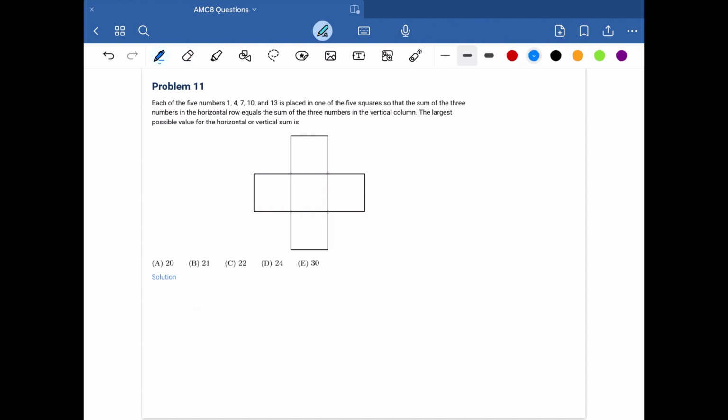Now let's try 24. To make 24, we can put 13 in the middle, we can put 10 here, and we can put 1, which makes 24 on the columns. And then if we were to put the remaining numbers, 7 and 4, over here, then this would also make 24. So our answer is D, 24.